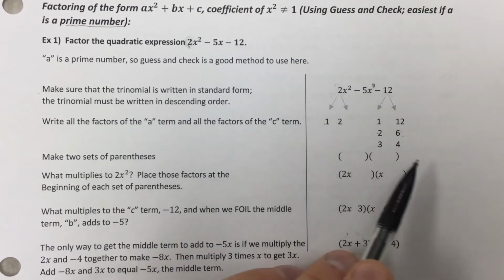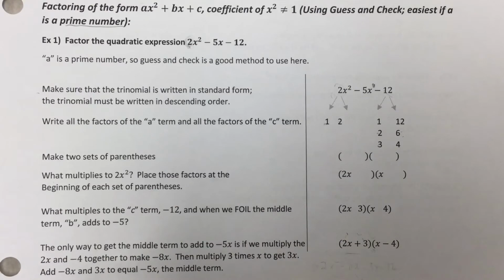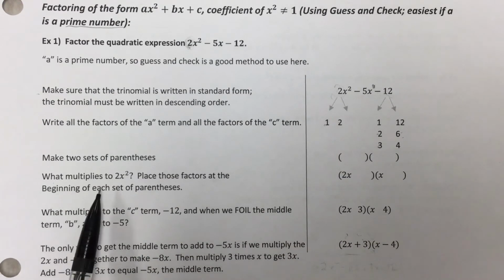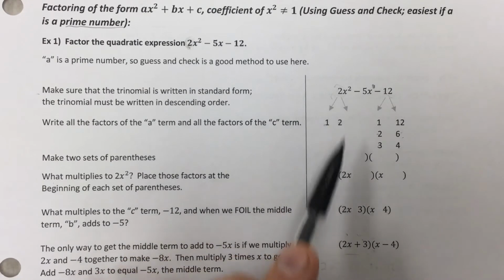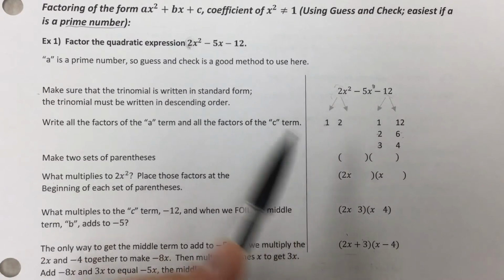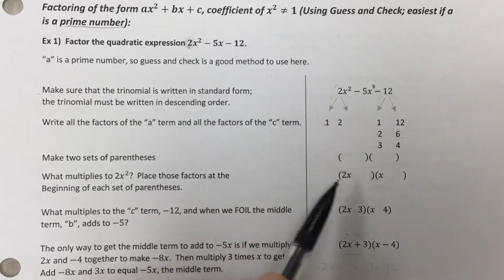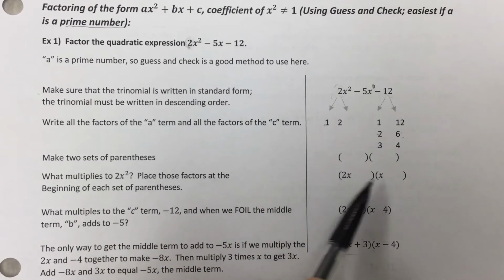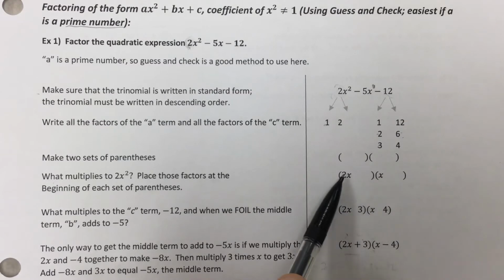So you're going to make 2 sets of parentheses. And it multiplies to 2x squared. The reason why we are able to do guess and check is because there's only one thing that multiplies to 2x squared, 1 and 2. And in this case, to get the x squared, it's going to be 2x and 1x. So that's why when the a is prime, it makes it much easier, because you only have one option here.